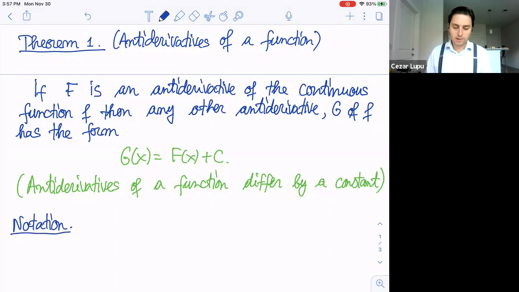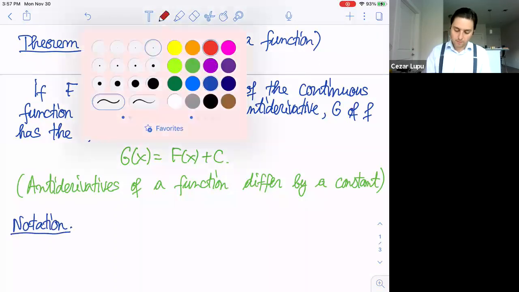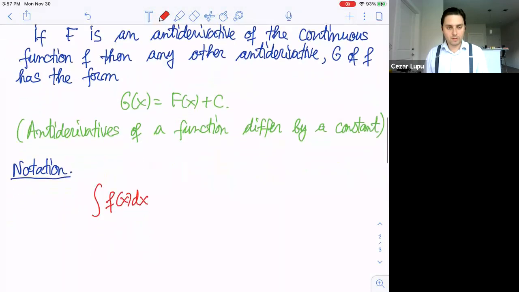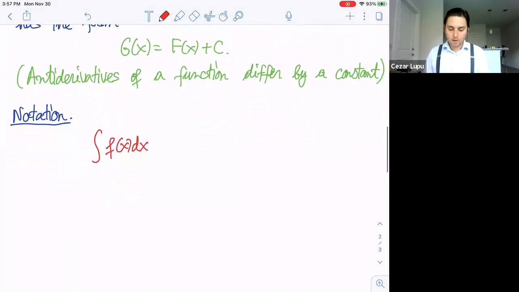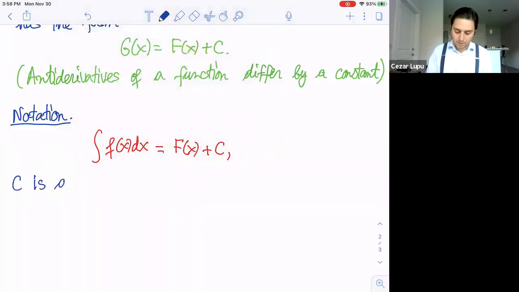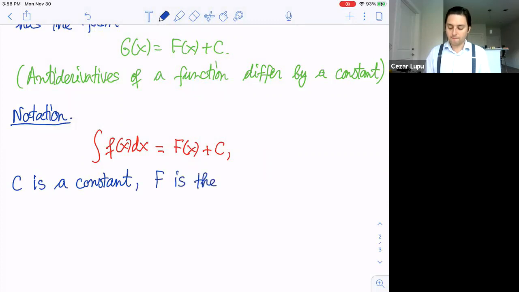So the notation is the following. For the antiderivative, this integral of f of x dx, as you can see here, we'll write it in this way: it will be capital F of x plus a constant. And here, C is a constant, right? Capital F is the antiderivative of f.